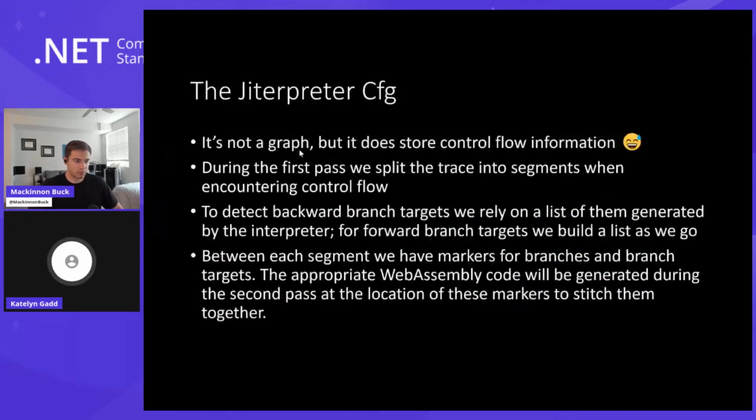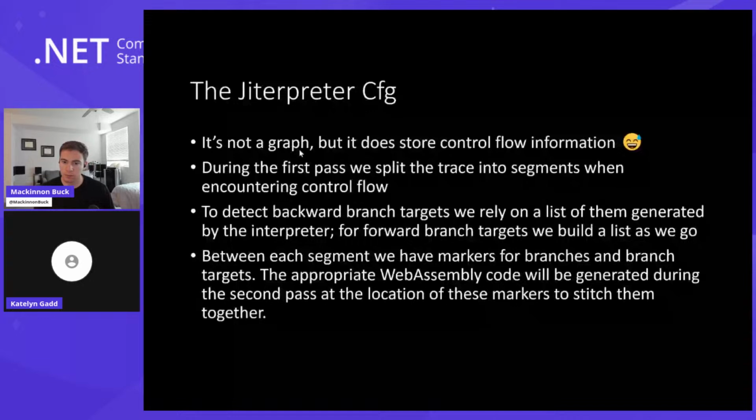So as I mentioned, the compiler itself operates in a single pass, but all this control flow requires a second pass. We introduced a second pass that's referred to as the CFG. It's not a control flow graph, but it stores all that information on the control flow inside of a trace. During that first pass, as we go, we split the trace that we're generating into segments. Anytime we hit control flow, we split it into multiple pieces. And to detect those branch targets I mentioned, for backward branches, the interpreter is responsible for recording all of the backward branch targets it encounters while it's generating code, and we keep that little list around. Most traces don't have very many of those, so that list isn't too big. For forward branch targets, your gotos and your if statements, as we go through that first pass, we build a list and we track that.